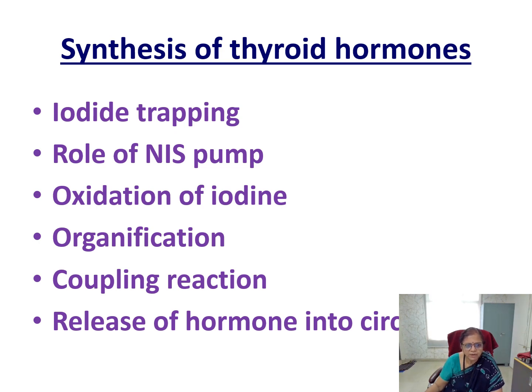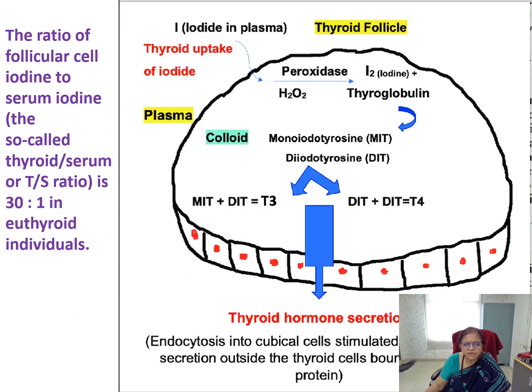So we have to explain them in detail in case it is needed in exams. These are the sequence of events we have to remember and explain in detail. All these take place in order in a single follicular lining cell of a follicle. Here one follicle is shown with lining epithelial cells, and you can see how iodide trapping occurs.